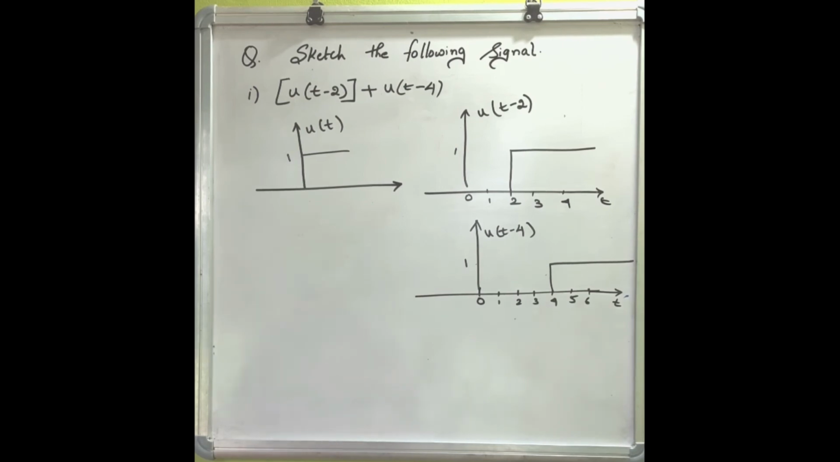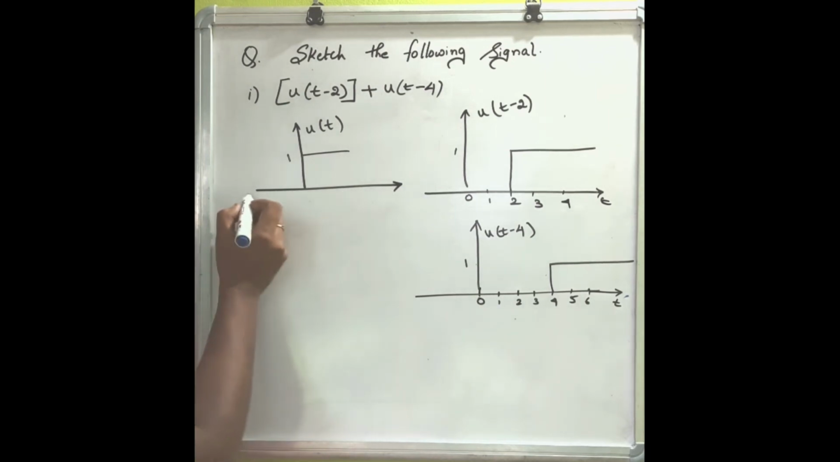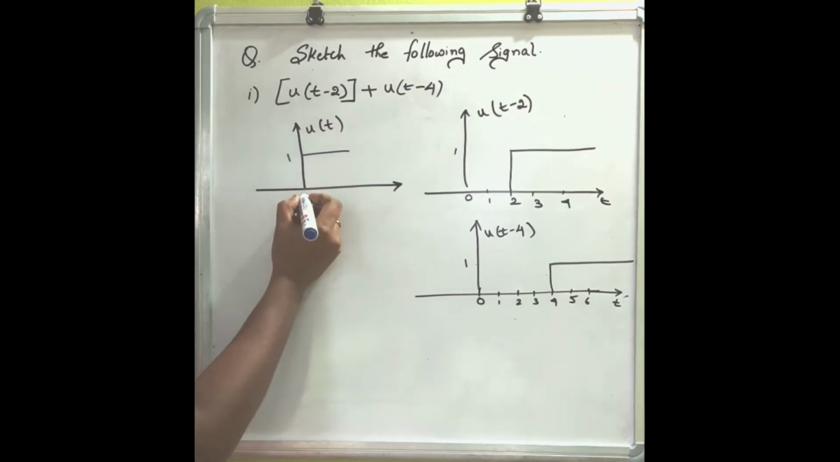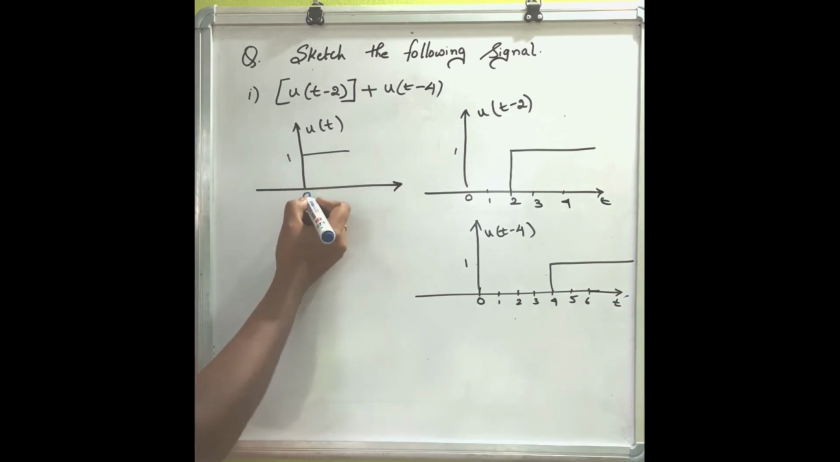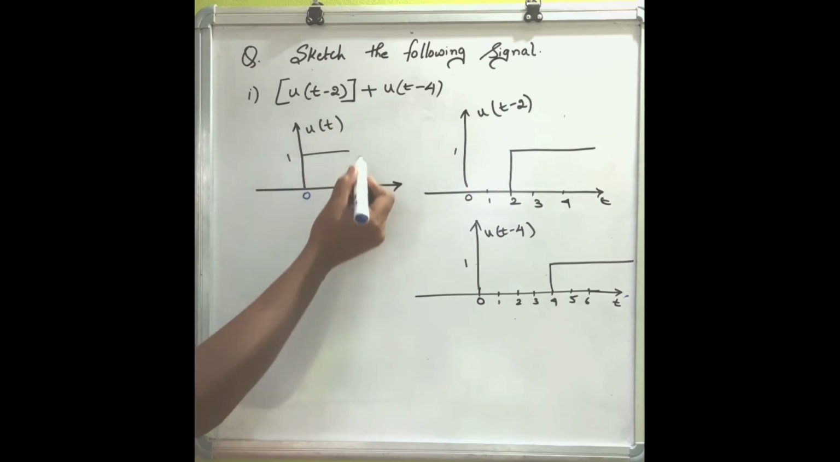Sketch the following signal. Here a continuous signal is given and you have to sketch accordingly: u of t minus 2 plus u of t minus 4. So u of t is nothing but the unit step function, for which you have to draw the signal u of t. According to the formula, from 0 and after 0, that is when t is greater than 0, your amplitude will be 1. This is how u of n represents.